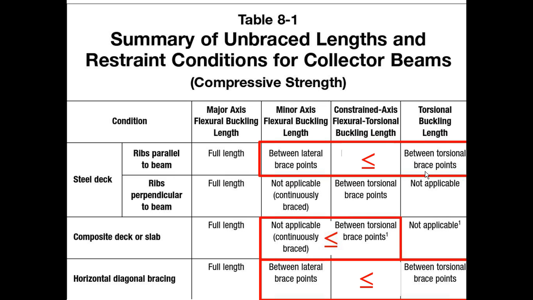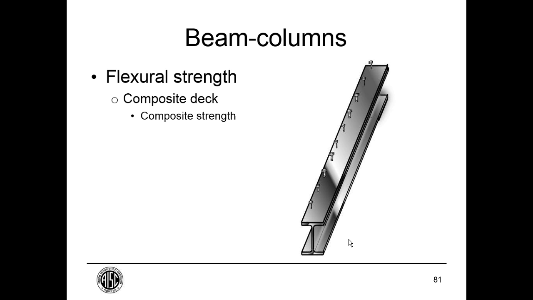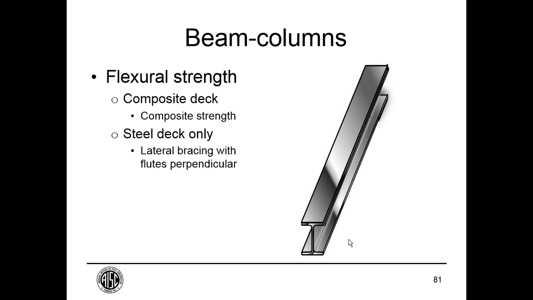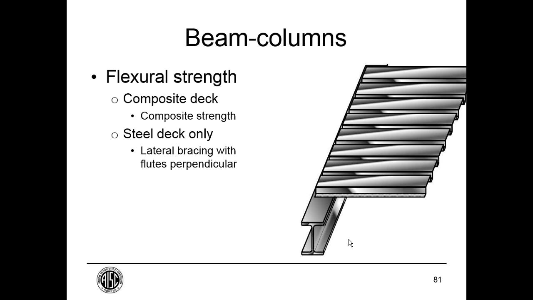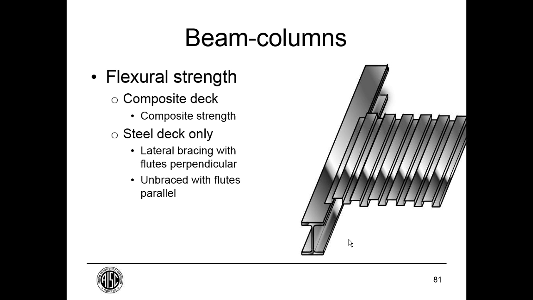For the other two, for composite deck, for example, the torsional buckling really doesn't apply, but we do have constrained axis flexural torsional buckling. Minor axis flexural buckling doesn't apply, but if you did that calculation, you would be conservative, and you could do that in lieu of the constrained axis flexural torsional buckling. And so that's what most people and many software packages do. For the flexural strength, if you've got a composite deck, fully braced, steel deck with the ribs perpendicular, you're laterally braced. Ribs parallel, generally, I think people consider that to be unbraced by the deck, but braced by perpendicular framing.